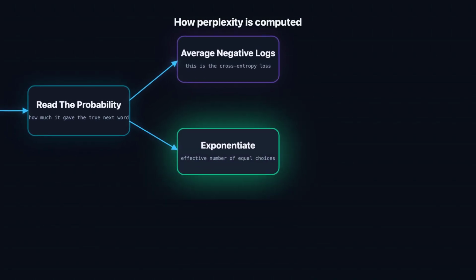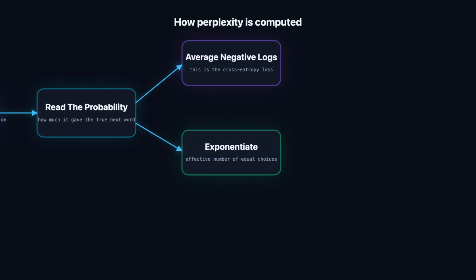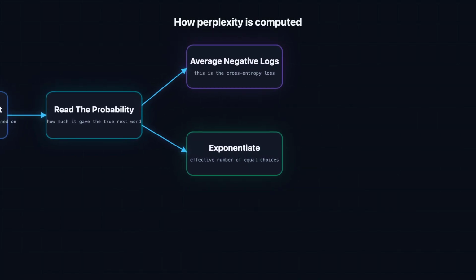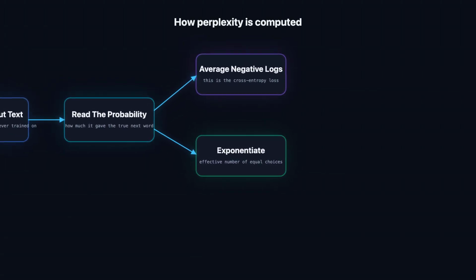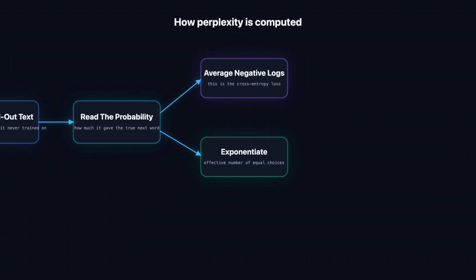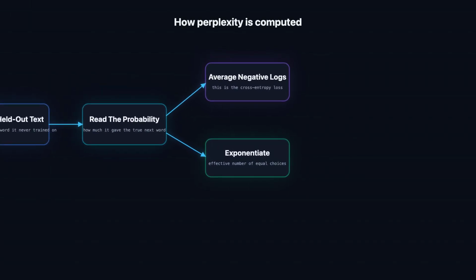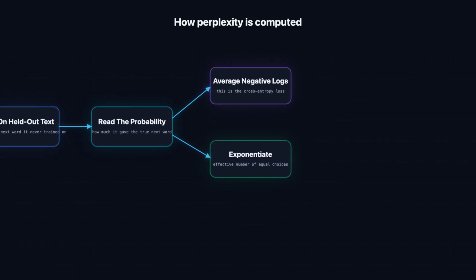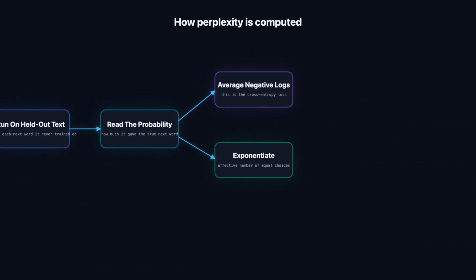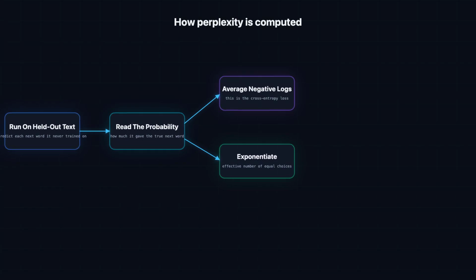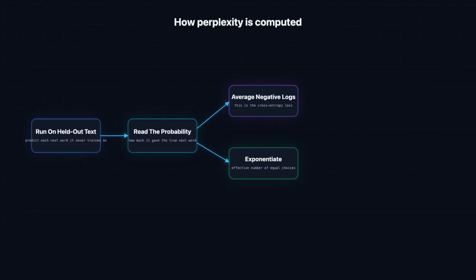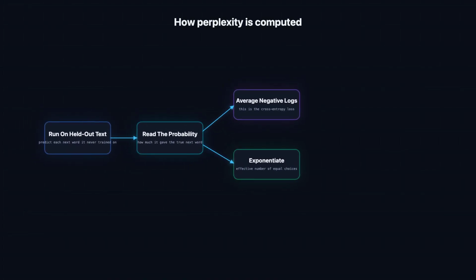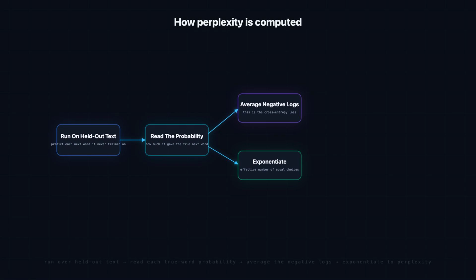Finally, exponentiate that average. The result is perplexity, and it has a lovely reading: the effective number of equally likely words the model is choosing among at each step. A perplexity of 10 means it is about as uncertain as picking uniformly among 10 words, while a flawless model that always nailed the right word would score a perfect 1. Because training already minimizes cross-entropy, it is quietly minimizing perplexity too.